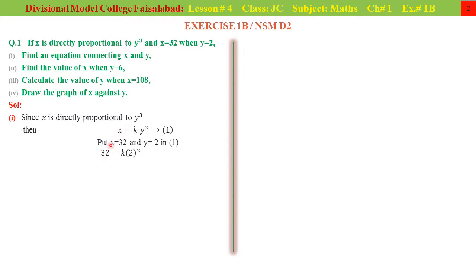We get 32 equals k into 2 raised to power 3, 2 cube, and 2 cube is 8. So 32 divided by 8 is equal to k. From here we get the value of k, which is equal to 4. Now we will put this value of k in equation number 1, and we get x is equal to 4y cube. This is the answer of your part number 1.